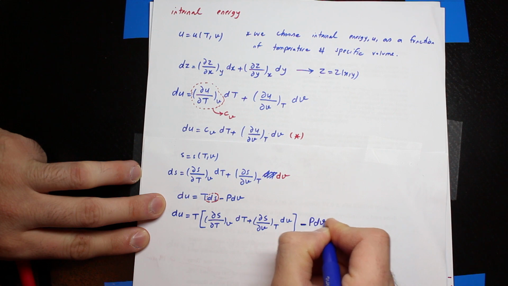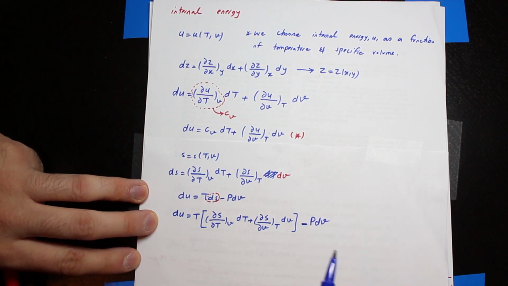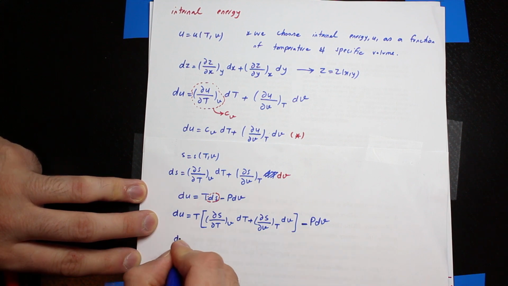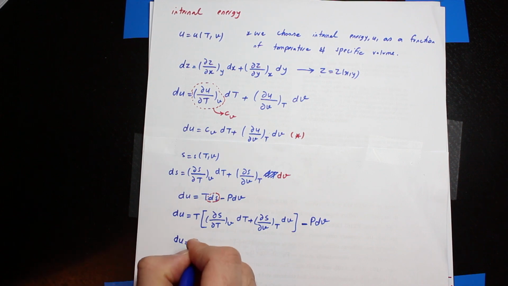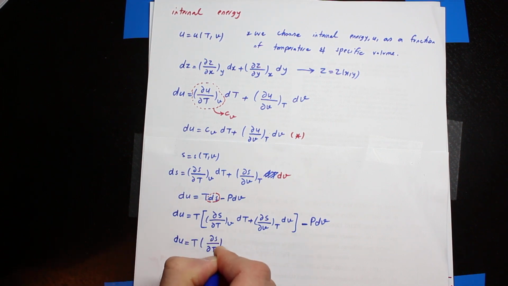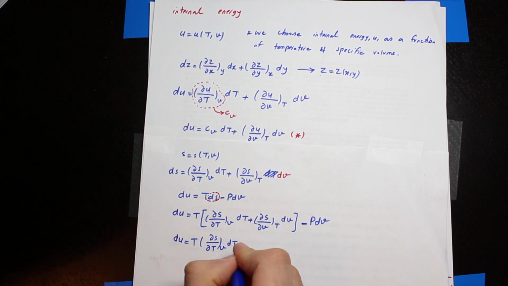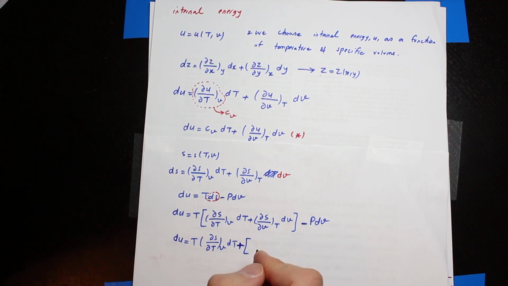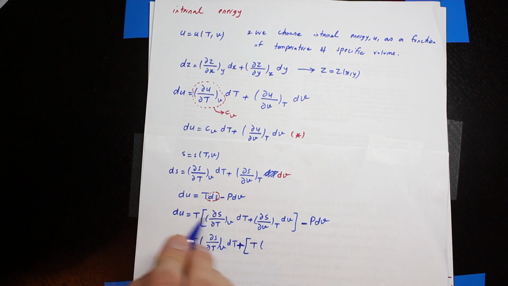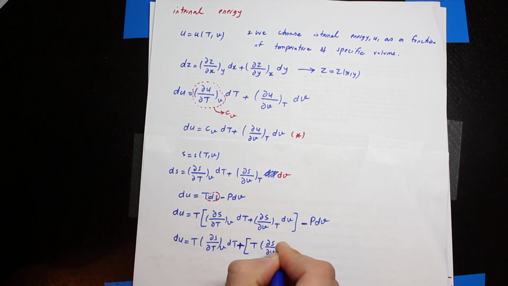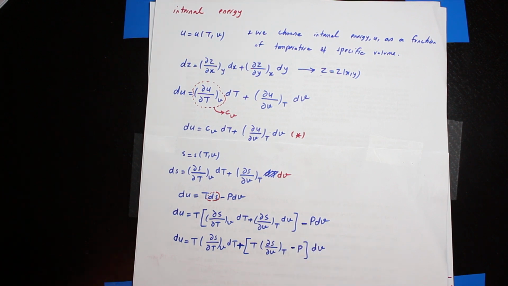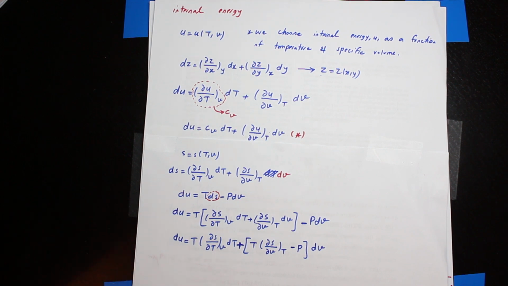Now I have two dv terms. Let's put them side by side. Rewriting this equation, dU is basically T partial s partial T when volume is constant dT, plus, putting these two next to each other, T multiplied by partial s partial v when temperature is constant, minus P, the whole thing multiplied by dv. Let me call this equation 2 star.